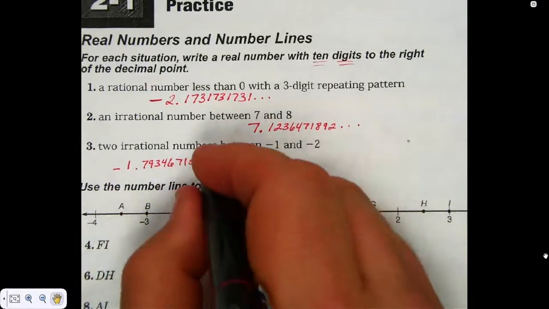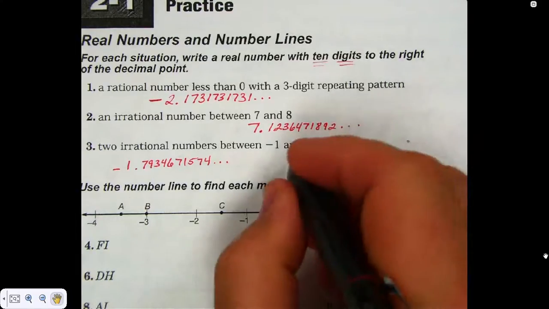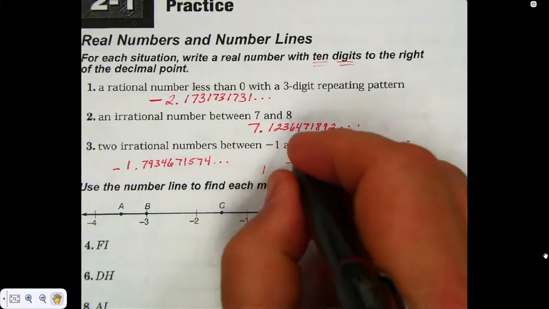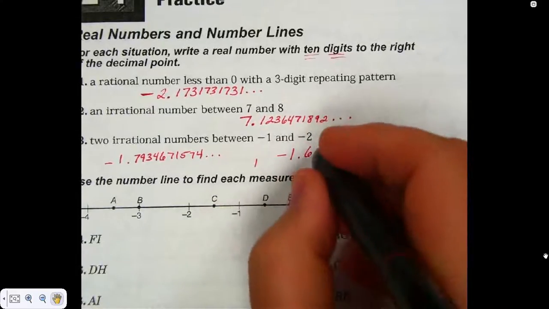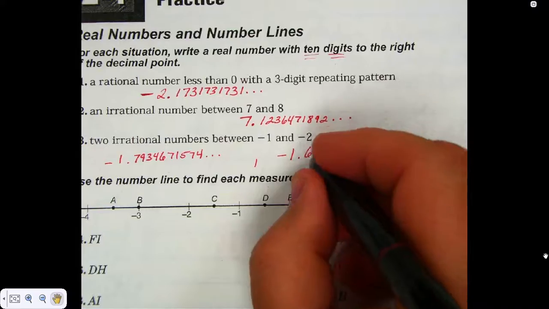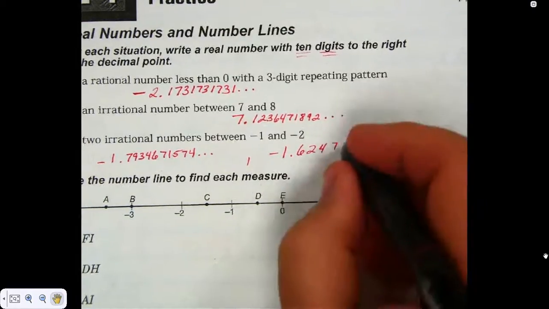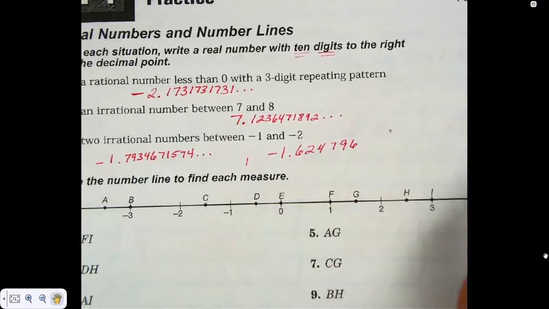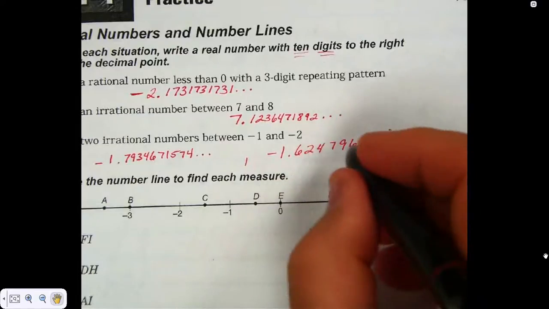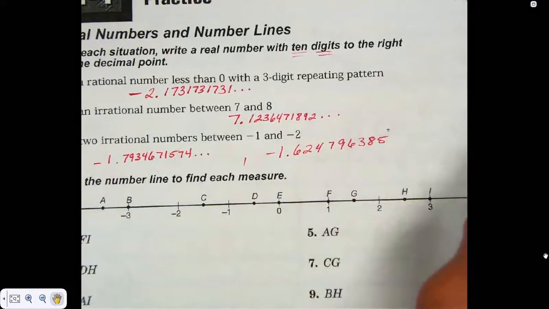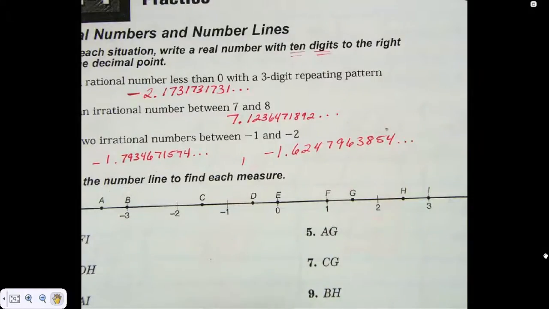It asks for 2 of them, though. So my second will be -1 point. Give me numbers. 6. Then what? 2. 4. 7. 9. 6. 3. 8. 8. 5. And 4. What's next? 4, 2. Nope. We're okay, got 10, don't we? You see how that's something, as hard as that sounds, when it's all said and done, that's awful easy, isn't it? See what I mean? It's not so bad.